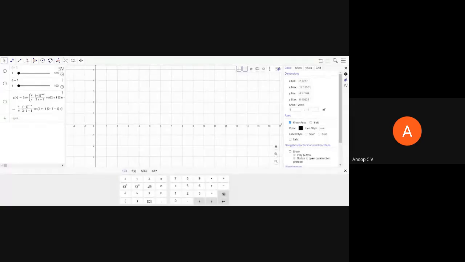Can anyone tell me whether my screen is visible now? I'm just sharing it. Can anyone tell whether my screen is visible? Yes, sir. Okay, fine.